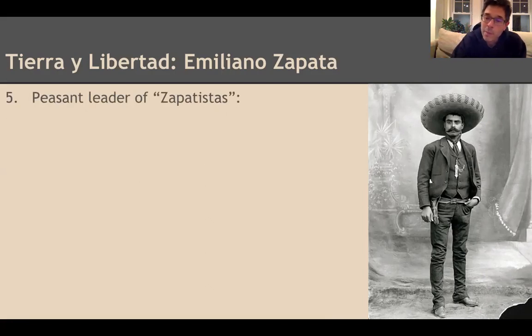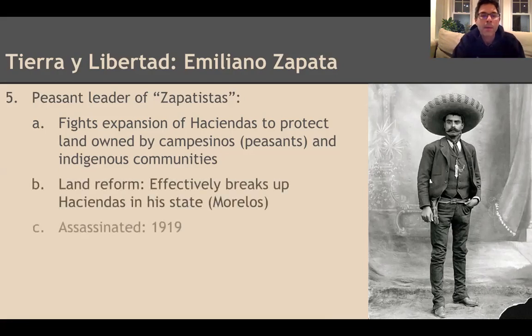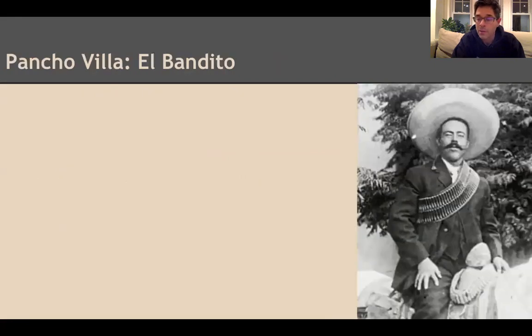And you might actually remember there was a picture of him up by the door in room 346. He has one major goal, that's in his state, the state of Morelos. He wants to protect indigenous lands, campesino lands, and break up the haciendas. It's basically a land reform program to take land that's concentrated in the hands of a few, divide it to the poor and the people that really need it. He's assassinated towards the end of the revolution.